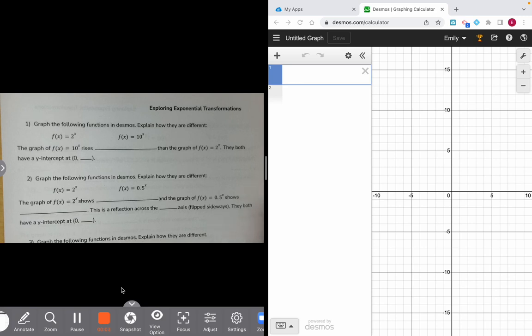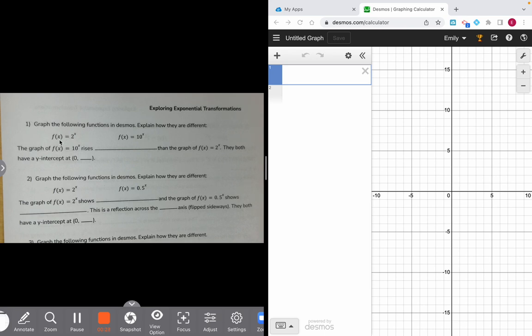Dealing with exponential transformations, I want to spend some time exploring those and seeing what that looks like before we do our notes. So we're going to start by stepping through each of these instructions. We're on Desmos.com, and I just clicked on Graphing Calculator, one of the first tabs you see when you pull it up, and it brings up this screen, and we are going to walk through this exploration together.